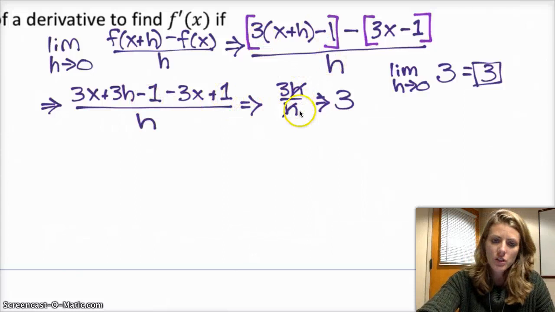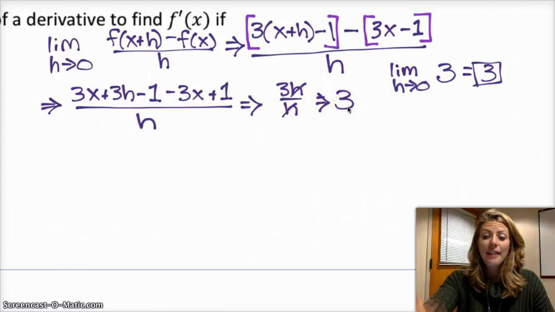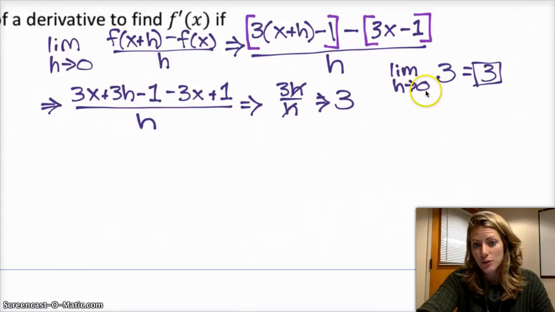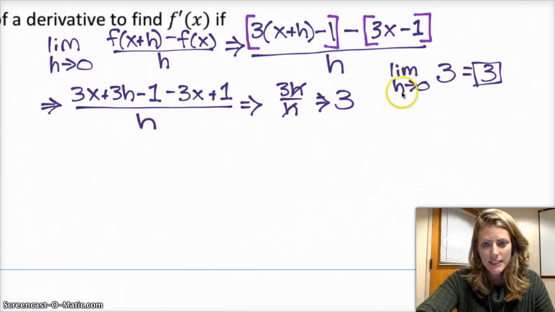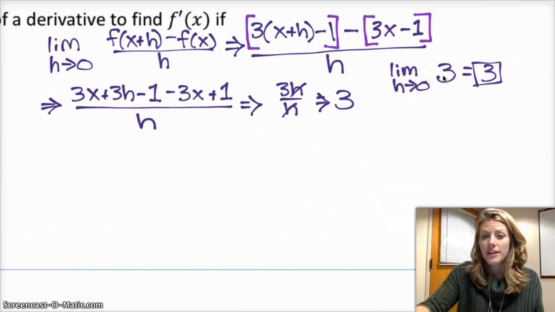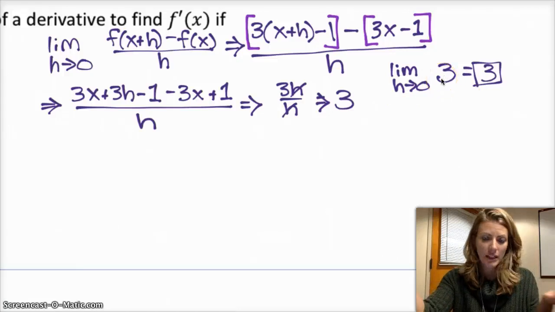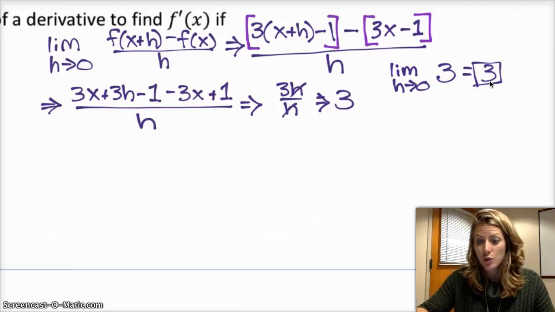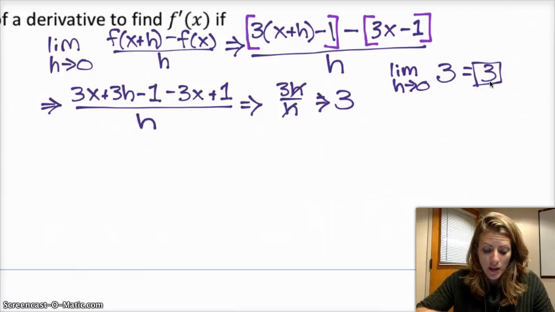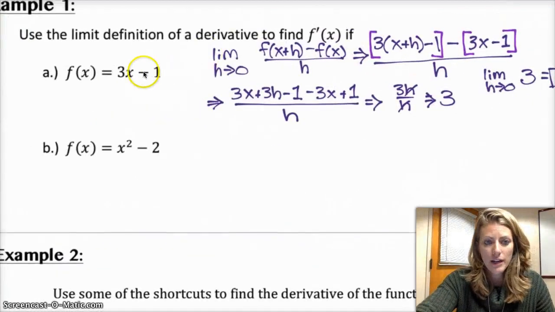So you end up with 3h over h, and then your h's cancel, so that equals 3. And don't forget that you're taking the limit as h goes to 0 of your final canceled version of the difference quotient. So the limit as h goes to 0 of just 3. There is no h in there at all, so there's no 0 to plug in anywhere, so your answer is just 3. So that is actually the derivative function of f of x equals 3x minus 1.